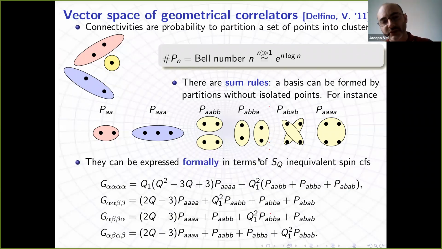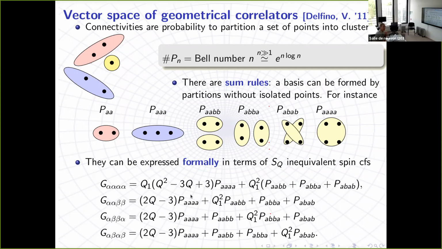In fact, it's also interesting to observe that one can formally express the connectivities, for instance, for n equal 4, in terms of spin correlation functions. It's a linear system of equations, but this linear system of equations cannot be inverted if q is an integer. In fact, one can also write a general form for the determinant in this case, and it has poles every time that q is an integer. So basically, you cannot write the p's in terms of the g's if q is an integer.